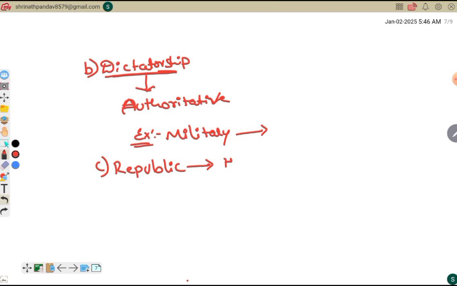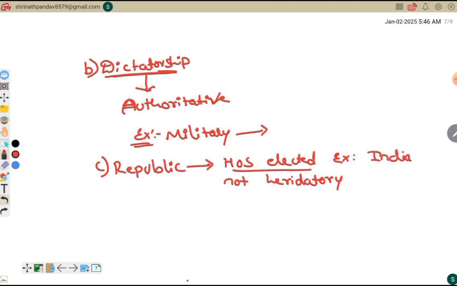Republic means the head of the state is elected and not hereditary. Here the head of the state is elected, for example, India. The president post is open to all. But in the UK it is hereditary. It is not a republic type of government in the UK.